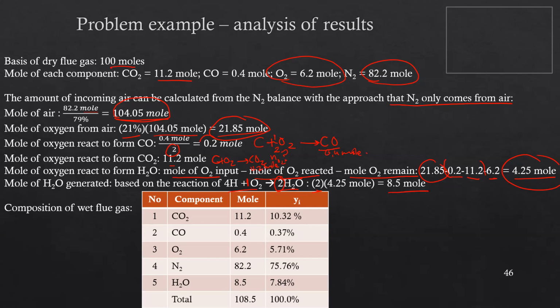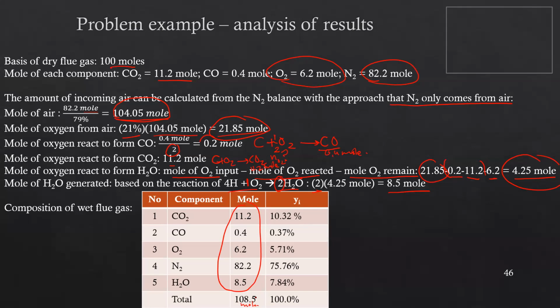Okay, after that, we need to make the tabulation in order to calculate the composition of the wet flue gas. Here we have the components, which consist of CO2, CO, oxygen, nitrogen, and water, with the corresponding moles based on the percentages given in the problem, using a basis of 100 moles. So we have these values in moles, 11.2 moles, 0.4 mole, and so on, and the total is 108.5 moles.